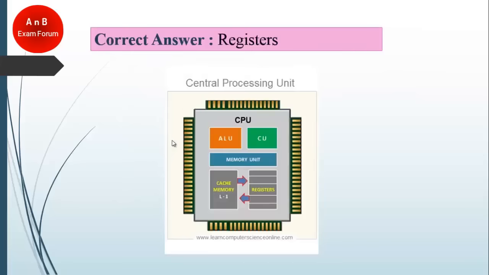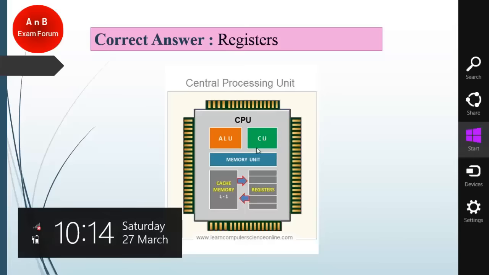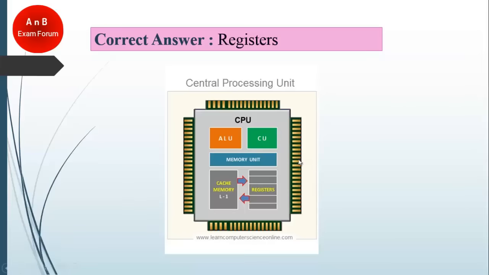So this is the CPU. There is the ALU unit, CU unit, memory unit, some cache memory and registers. The ALU performs arithmetic and logical operations, so addition, division, like this. The control unit oversees all the operations, meaning the overall flow between all these things. The memory unit can be RAM or ROM. Cache memory is the fastest memory which is inside the CPU. And registers are the storage locations. So the correct answer is registers.